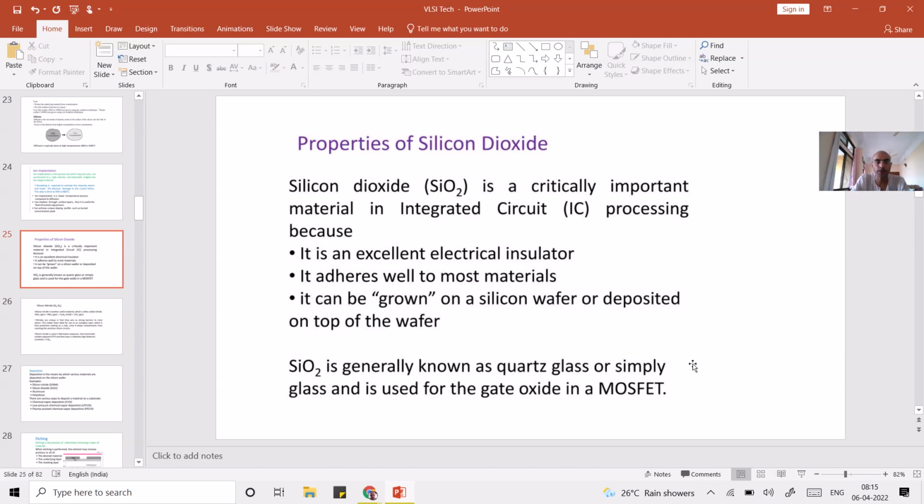So you see, one of the few properties of SiO2 which becomes important for VLSI is that it provides very good insulation.